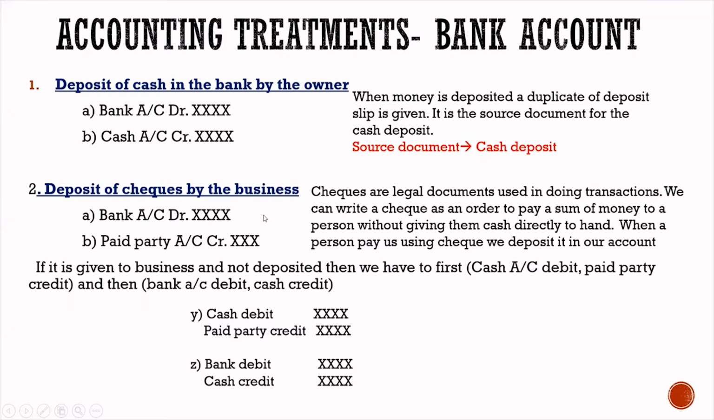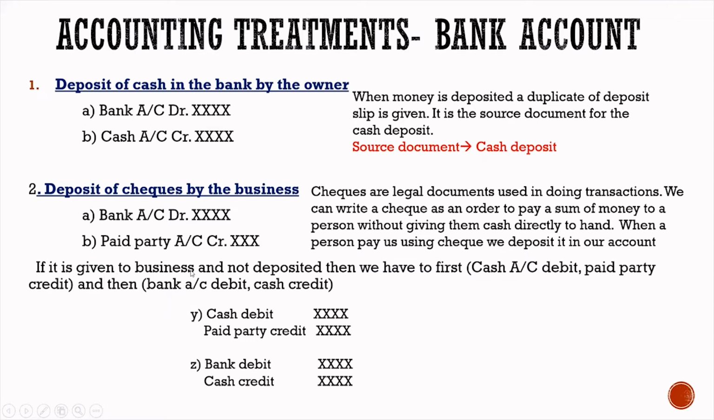So the deposit will be done as follows. The bank account will be debited with the amount given in the check, and the paid party will be the credit entry. If it is a debtor, he will be credited. If it is any other party, that party will be credited. So that will be the double entry.